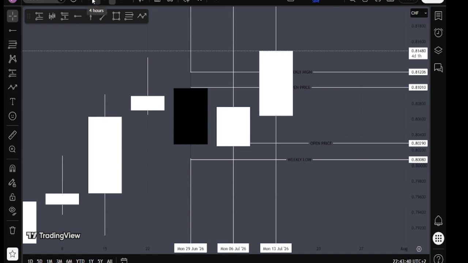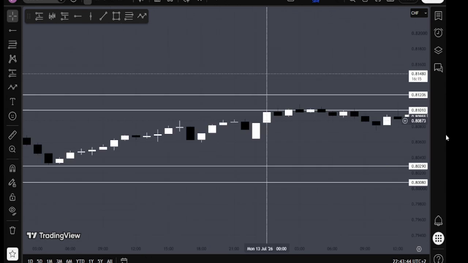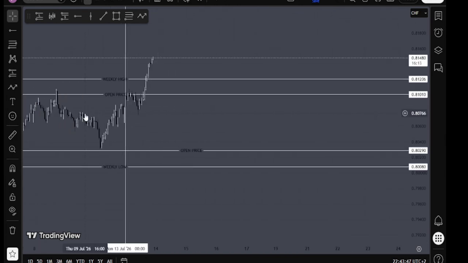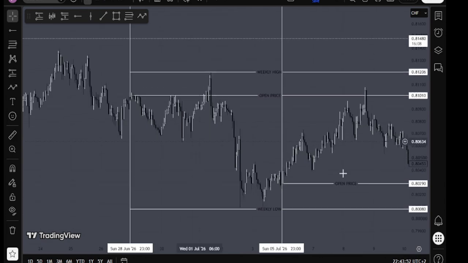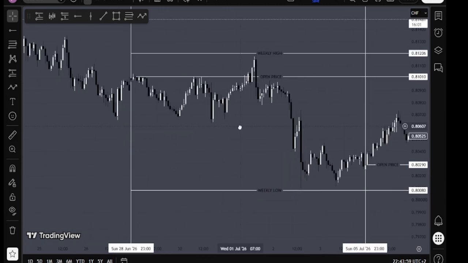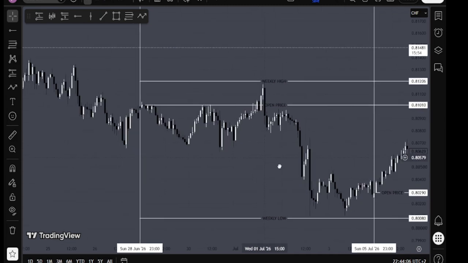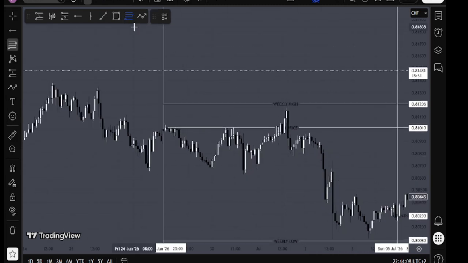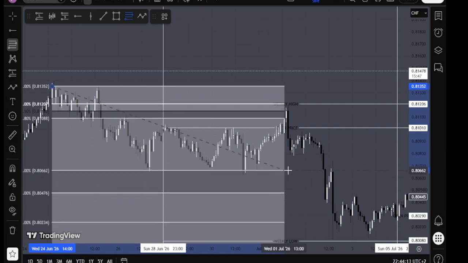Let's go back to the 1 hour. So when looking for an entry using the weekly bias, as you can see, this was a bearish week. Started pushing down on Wednesday. So let's say you use your fib from this swing high to this swing low all the way down here.